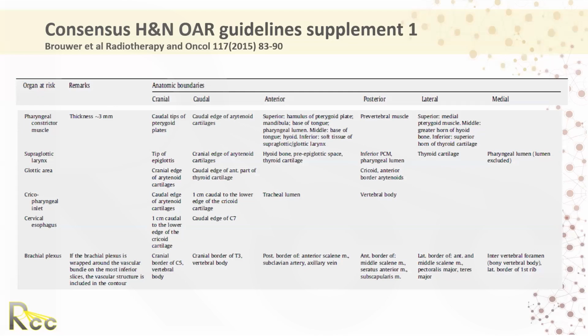Starting from the pharyngeal constrictor muscles, supraglottic larynx and glottic larynx, cricopharyngeal inlet, cervical esophagus, and then brachial plexus. It's important to draw these so that you can help minimize dysphagia and aspiration risk. And particularly for the brachial plexus, you can sometimes consider avoiding hot spots to avoid any neurologic detriment. But these are the important ones to consider drawing and looking at in the atlas.